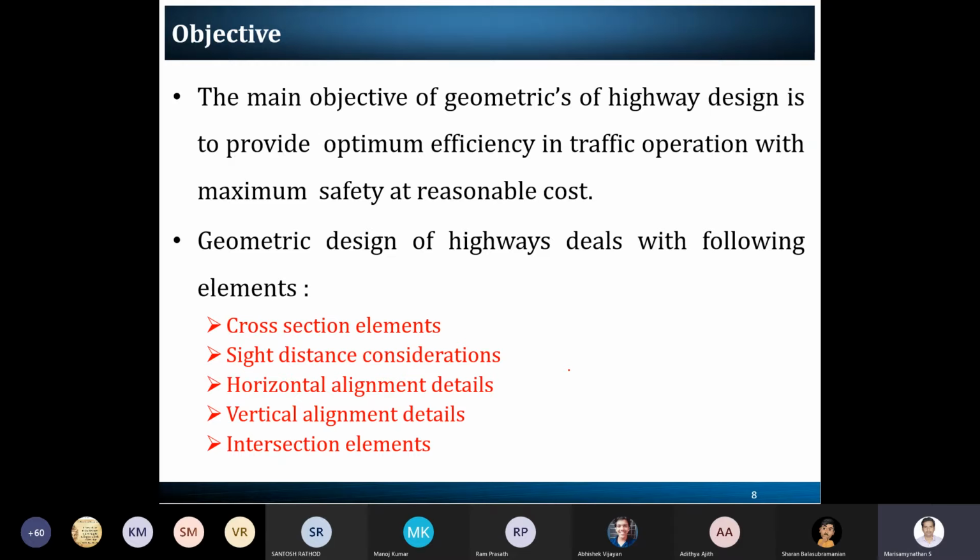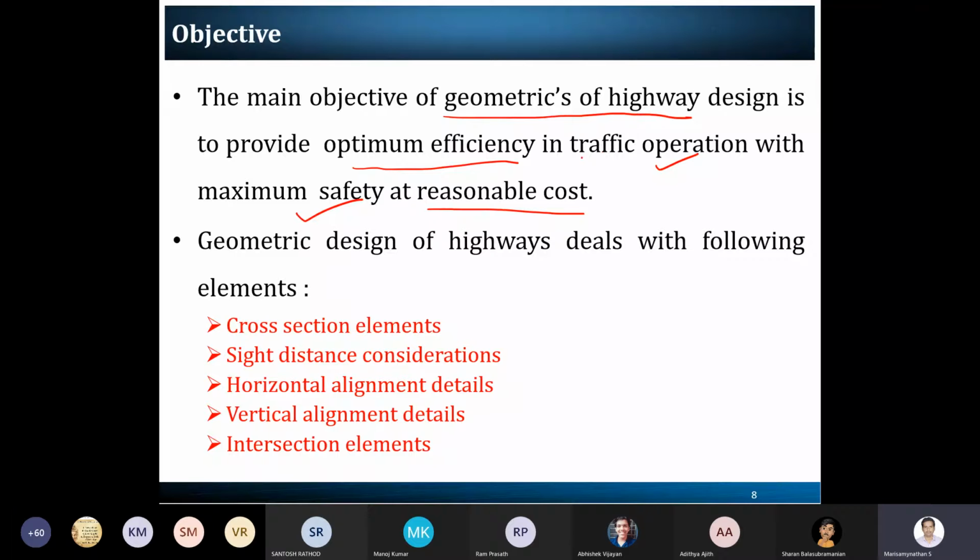The main objective of geometric highway design is to provide optimum efficiency in traffic operations with maximum safety, and it is supposed to be done in an economical way, which is nothing but a reasonable cost. So these three should be achieved when you are proposing a proper geometric highway design. This is the main objective.